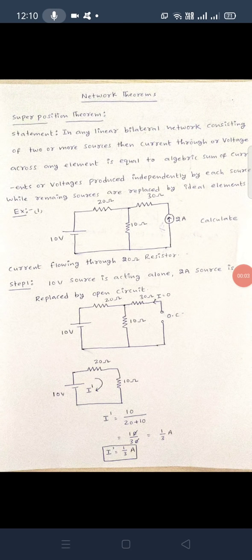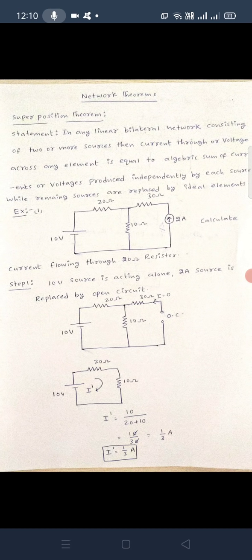Good morning, students. Today we will discuss network theorems. In this one, the first topic is the superposition theorem. First of all, what is the statement of the superposition theorem?